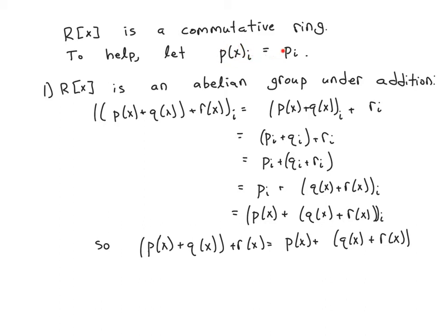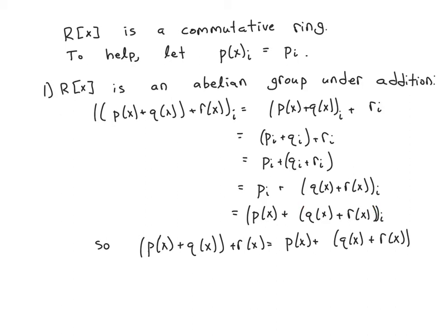P of x sub i is the ith coefficient in the polynomial. So this notation will allow us to just look at individual coefficients in a polynomial instead of the entire polynomial at once. And so first you have to show that you have an abelian group under addition. One way to show that: two polynomials are equal if they have the exact same coefficients. So I'm just going to look at an individual coefficient in this triple sum, and show you get the same thing regardless of where you put the parentheses.